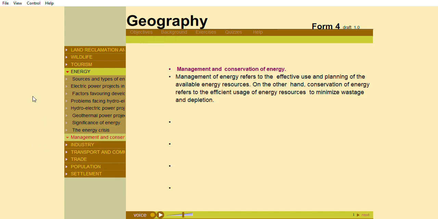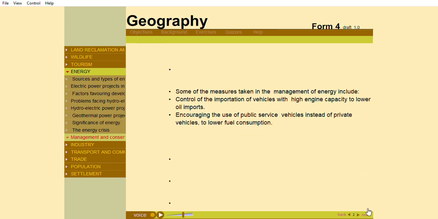Management of energy refers to the effective use and planning of the available energy resources. On the other hand, conservation of energy refers to the efficient uses of energy resources to minimize wastage and depletion. Some of the measures taken in the management of energy include control of the importation of vehicles with high engine capacity to lower oil imports, and encouraging the use of public service vehicles instead of private vehicles to lower fuel consumption.